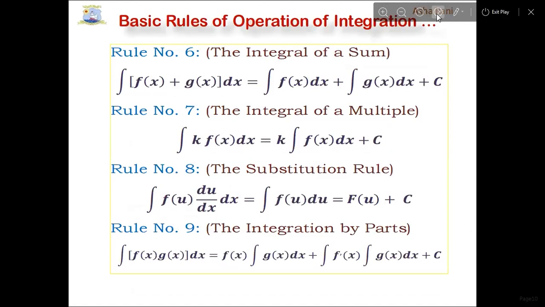The basic rules of operation of integration are the sum rule and the constant multiple rule. And this is the substitution rule, which you must know from our previous lecture. And this is the integration by parts rule. So you have to use these rules for finding a definite integral.